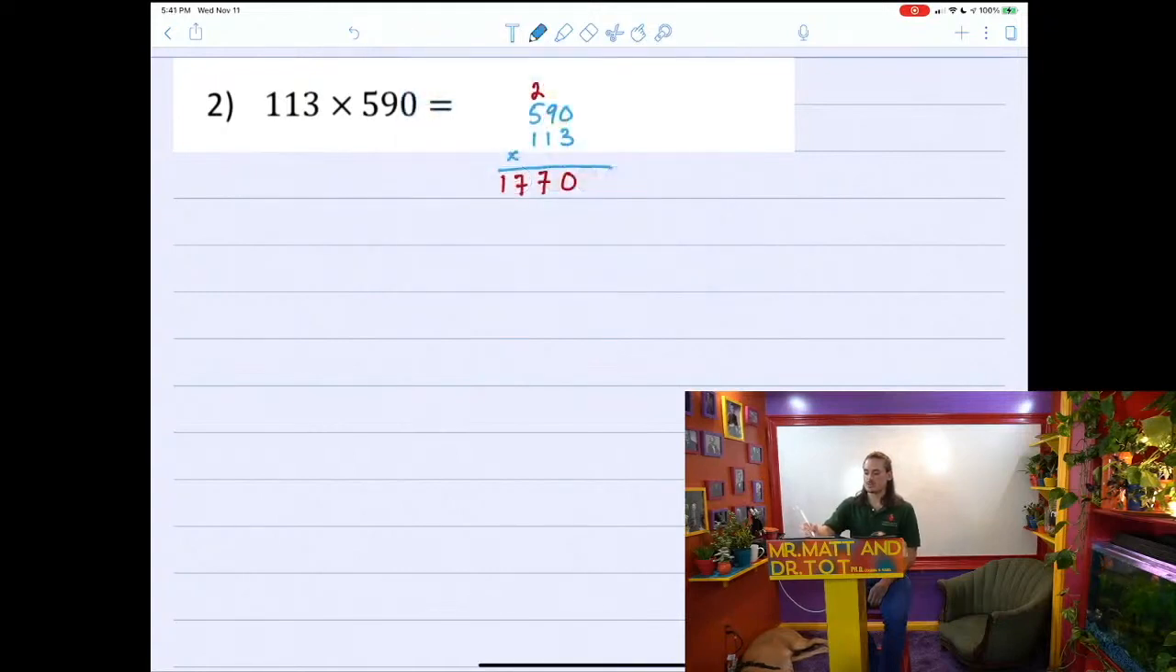Now, let's go on to the tens digit of 1. Because we're going to the tens digit, we need a place marker of 0 in the ones value. 1 times 0 is 0. 1 times 9 is 9. 1 times 5 is 5.